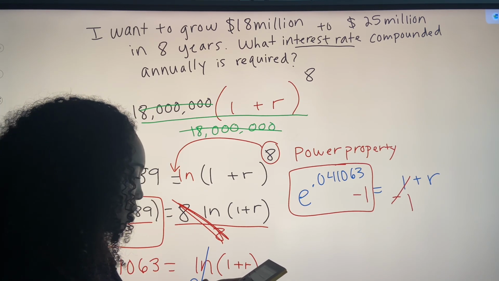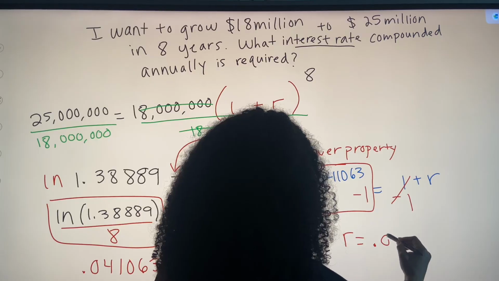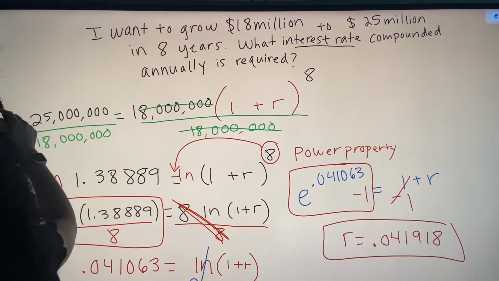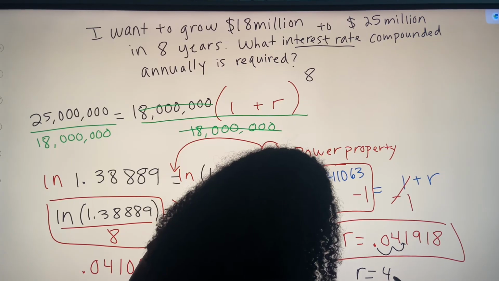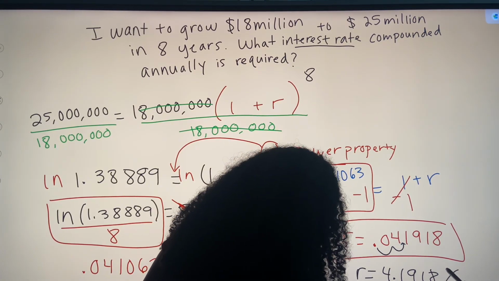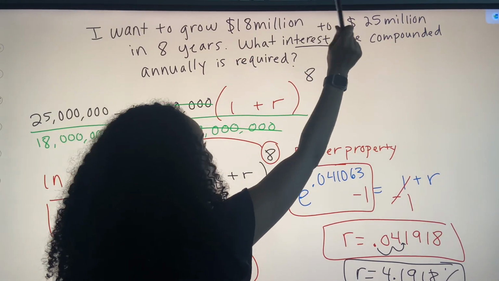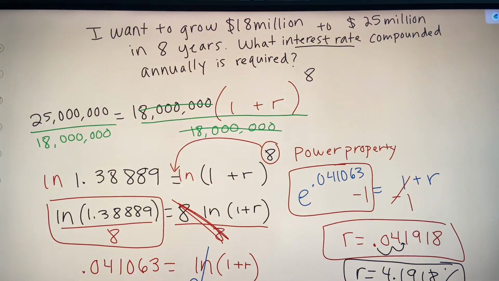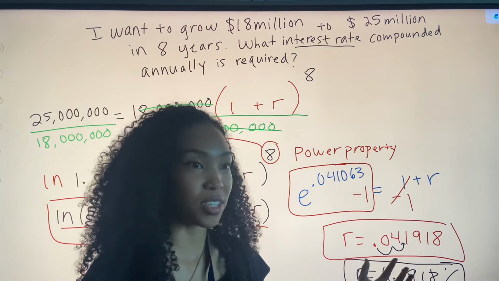E to the power of 0.041063 minus 1. I get 0.041918. So this is your rate. If you want to change it to a percent, just move the decimal over twice. So your rate is 4.1918%. So guys, if you want your 18 million to grow to 25 million in 8 years, this is the interest rate that you would need to achieve that goal. So perhaps you would look at stocks that historically grow this much annually.